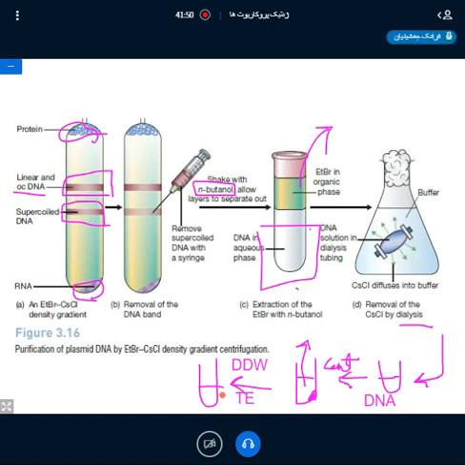Did I tell you how we can determine the concentration? Let me repeat my question. How do we detect the DNA we extract?